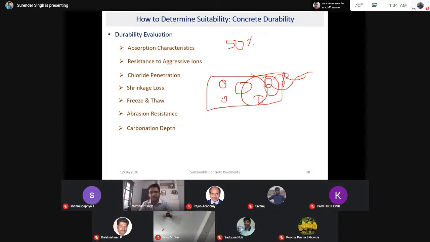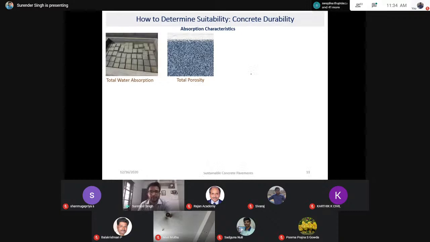So what are the durability properties? Based upon the location, there can be different durability properties. So we'll be taking one by one. Let's say porosity. This is one of the fundamental properties. If you don't have the equipment also, then also you can study it. What you have to do?